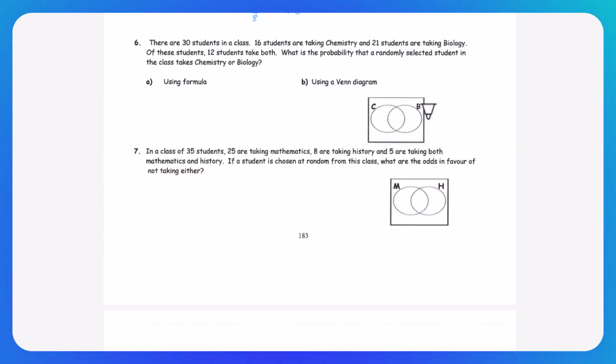Let's look at number 6. Now for number 6, there are 30 students in a class. 16 of these are taking chemistry, and 21 of these are taking biology. Of these students, 12 students are taking both. What is the probability that a randomly selected student in the class is taking chemistry or biology?